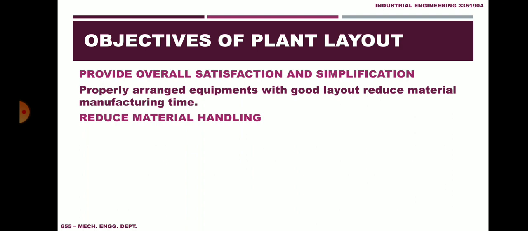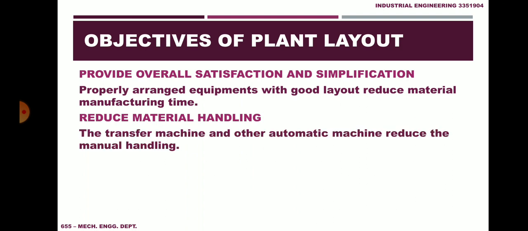The next is reduce material handling. By the transfer machine and other automatic machines, we reduce the manual handling. If we use automatic machine or transfer machine instead of manual handling, it reduces our material handling time and gives better care of the product.